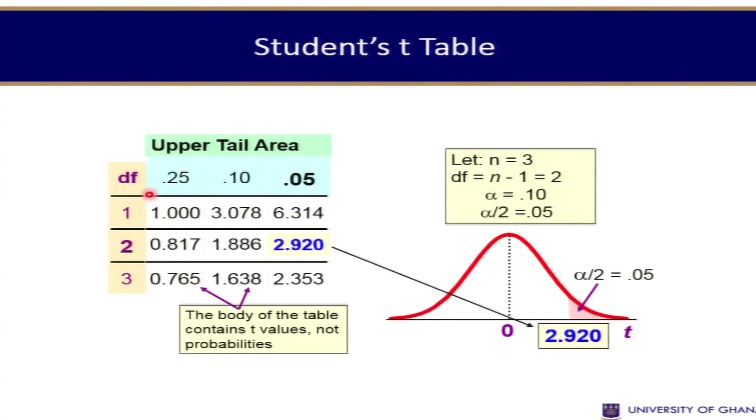When you go down, you have the degrees of freedom, and when you go across, you have the values of alpha over 2. Assuming that our sample size is 3, our degrees of freedom is n minus 1, that is 3 minus 1, which is 2. And if our alpha over 2 is, say, 0.05, then reading from the t table, with 0.05 at the top and 2 at the side, we get a value of 2.920. That means that our critical value is 2.920.